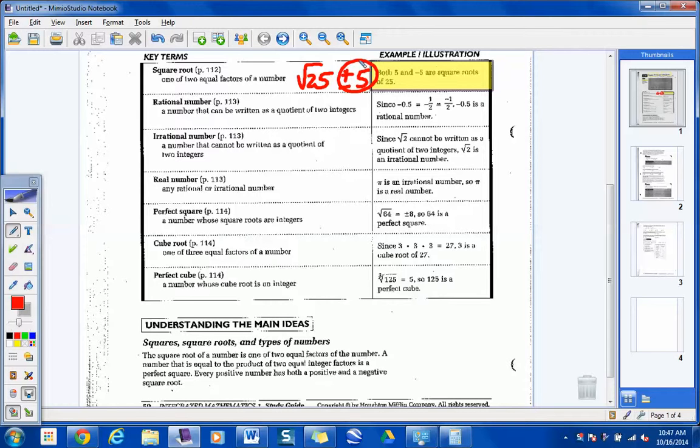Okay, now, I'm going to kind of skip around right here. First term I talked about was square root. I want to jump down to cube root then. If a square root was one of 2 equal factors of a number, then cube root says one of 3 equal factors of a number, okay? And the idea here is this. Since 3 times 3 times 3 equals, what's it say here? Then 3 is considered a cube root of 27.